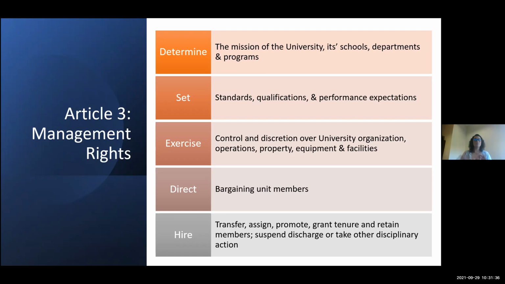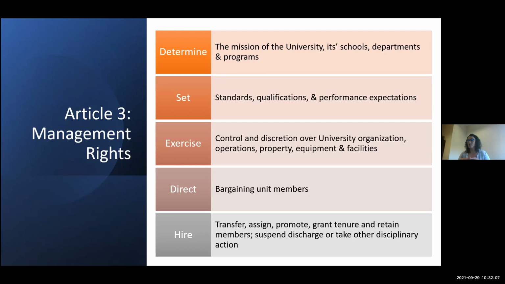Specifically, we can determine the mission of the university. Again, these may seem straightforward or basic, but they are incredibly important, and we run into this all the time. So I do want to go over what our management rights are. To determine the mission of the university, its schools, departments, and programs, to set standards and qualifications and performance expectations. That's a really important one. The standards, qualifications, and performance expectations, that's the management of people.